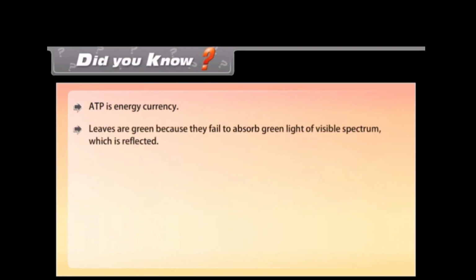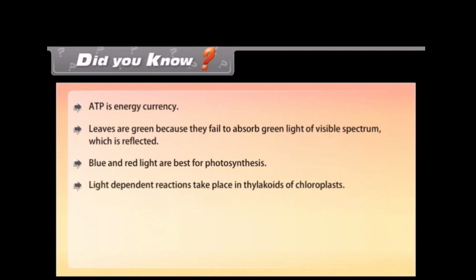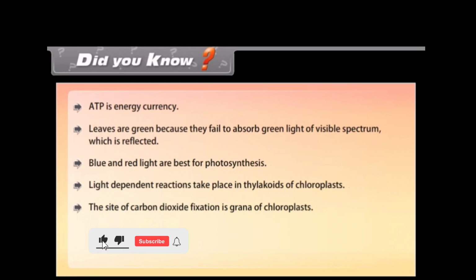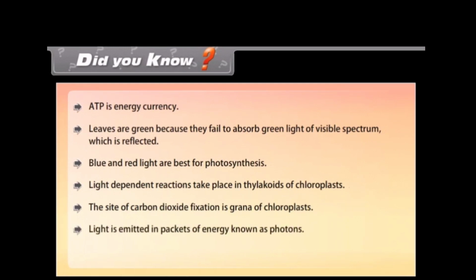Leaves are green because they fail to absorb green light of the visible spectrum, which is reflected. Blue and red light are best for photosynthesis. Light-dependent reactions take place in thylakoids of chloroplasts. The site of carbon dioxide fixation is the stroma of chloroplasts. Light is emitted in packets of energy known as photons. The splitting of water is known as photolysis.